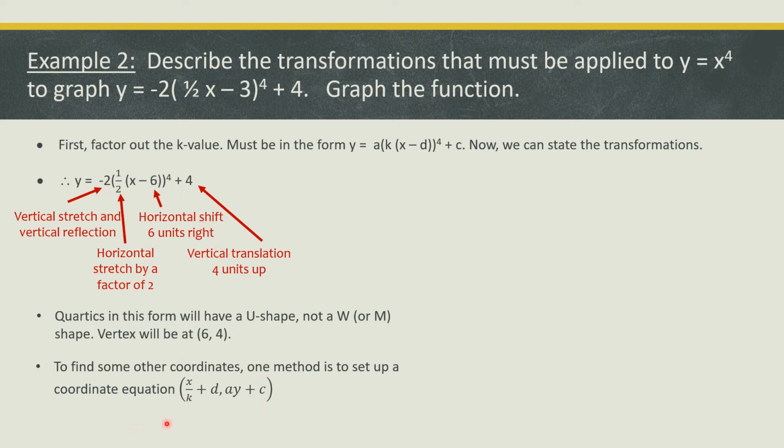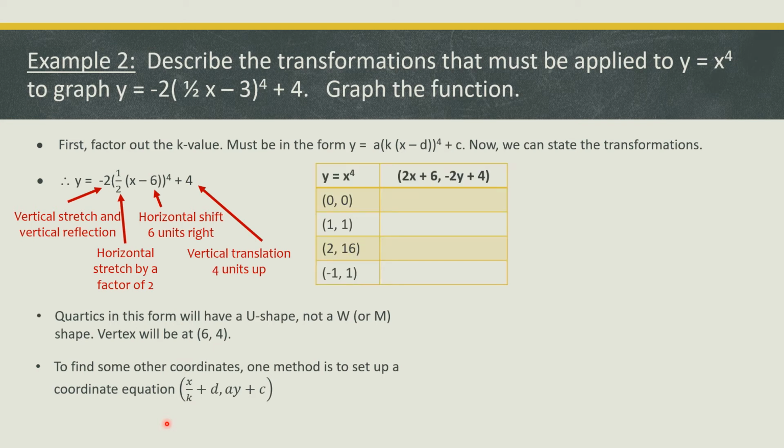So I've set this up in a chart. It looks like a table of values, but it's not a table of values. Here's some parent coordinates. You could write as many as you want. I just got these by subbing in numbers. So I sub in a 0, I get out a 0. When my input's a 1, my output's a 1. When my input's a 2, my output's a 16, and so on. You can do as many as you want here.